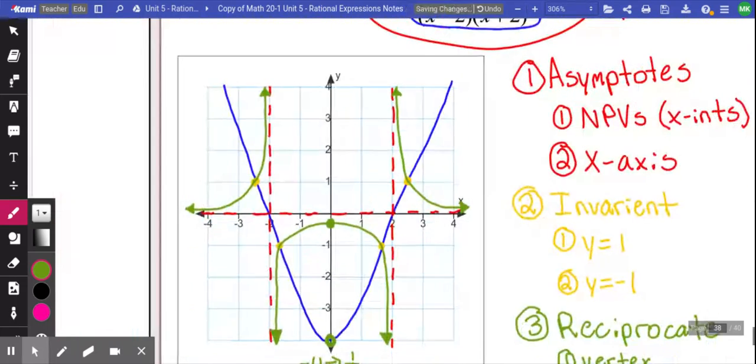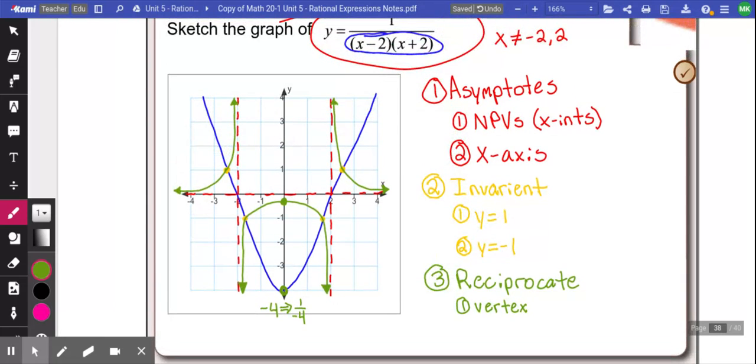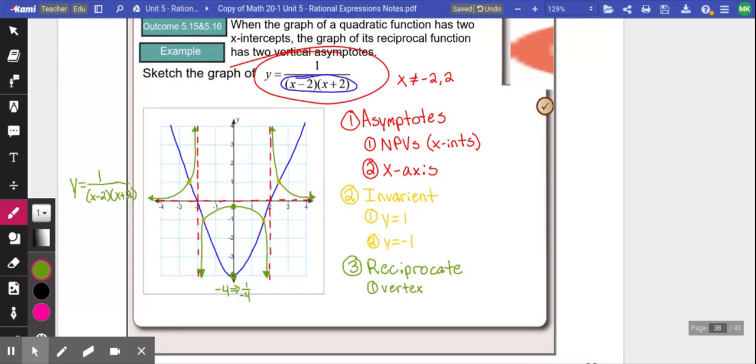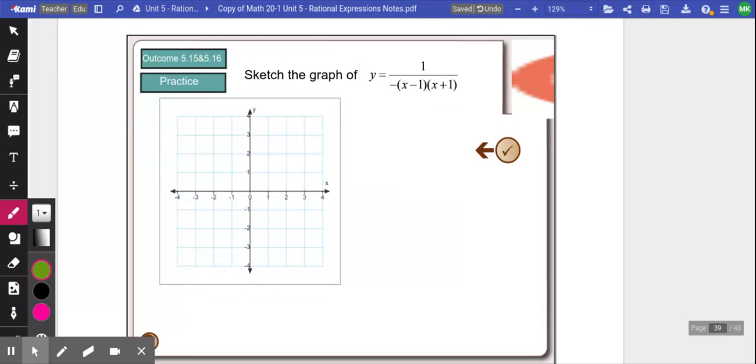Awesome. That green graph is your rational expression or your reciprocal graph. That green graph is 1 over x minus 2, x plus 2. Cool. I think those ones look the best when you're done them. If you want to scroll down to this question, pause the video and see.